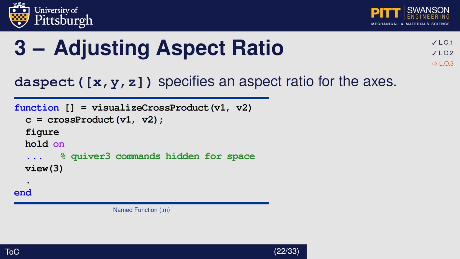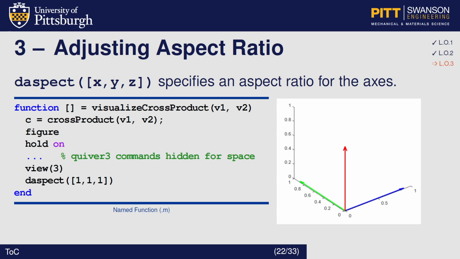The daspect command takes a 1x3 array as input, and it is used to specify aspect ratios for each of the axes. For our purposes, we want a uniform aspect ratio, so let's use 1 1 1 inside of daspect at the end of the existing commands. The output now looks like this.